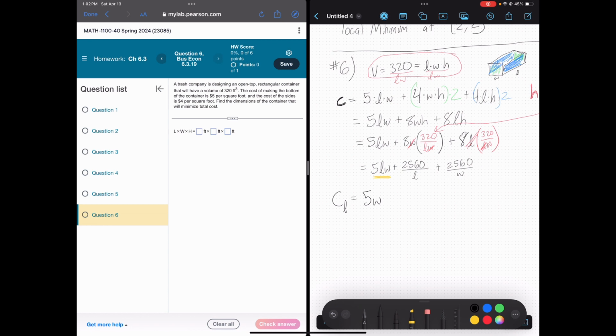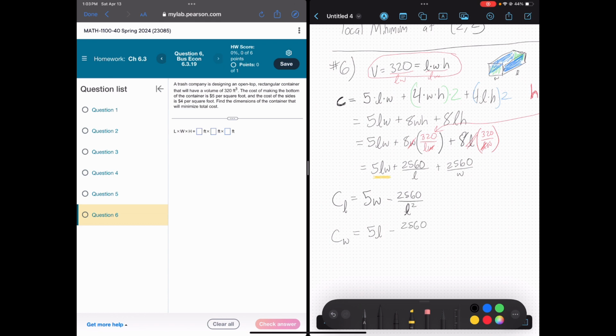This next term, I could rewrite as 2,560 times L to the negative first power. And that gives me the following derivative: negative 2,560 over L squared. And then my third term doesn't have an L in it at all, so that term just goes to 0, which means I don't even have to write that. Your partial derivative in terms of width is going to be very similar because this function is kind of symmetric.